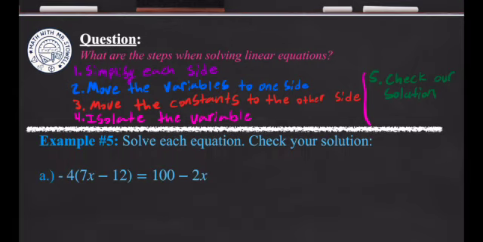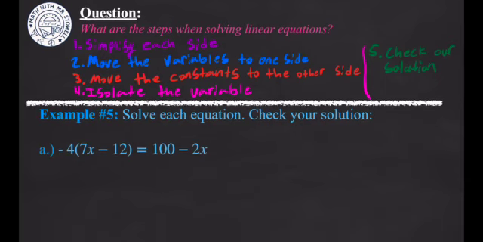So let's actually solve a few equations. Let's take a few linear equations and see what we can do with them. So part A of this is we have -4 times the quantity of the difference of 7x and 12. And this is the same as the difference of 100 and 2 times that same number, the x. Okay, so let's go ahead and simplify each side. Make sure that it's as simple as we can get it. We already don't have any fractions, so that's fine. But we do have parentheses, so let's get rid of the parentheses by using our distributive property.